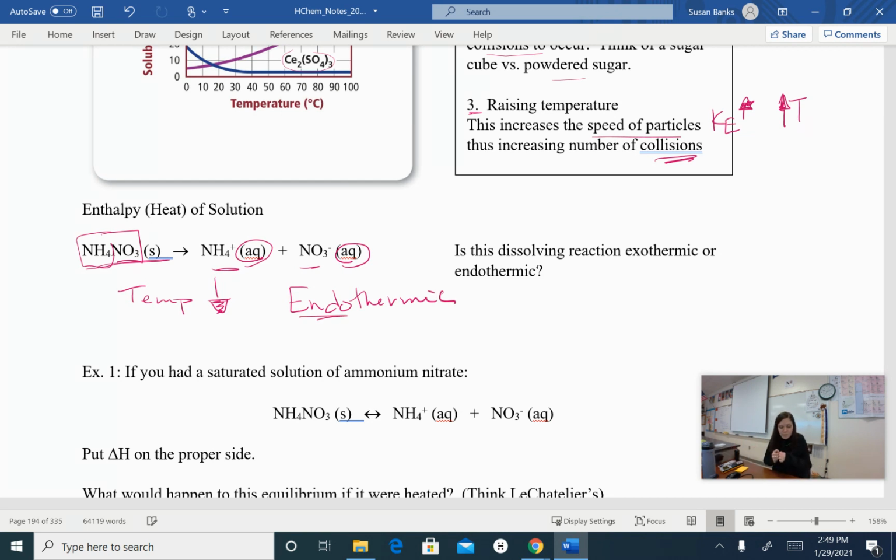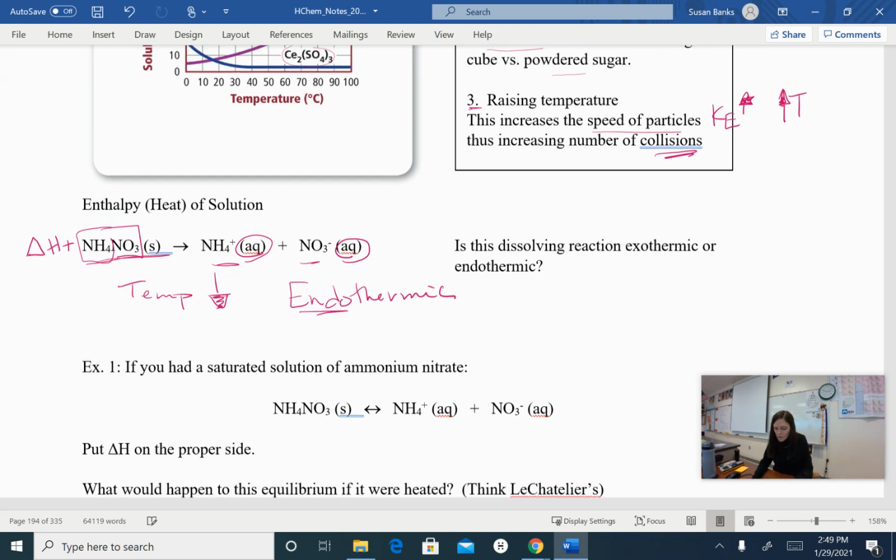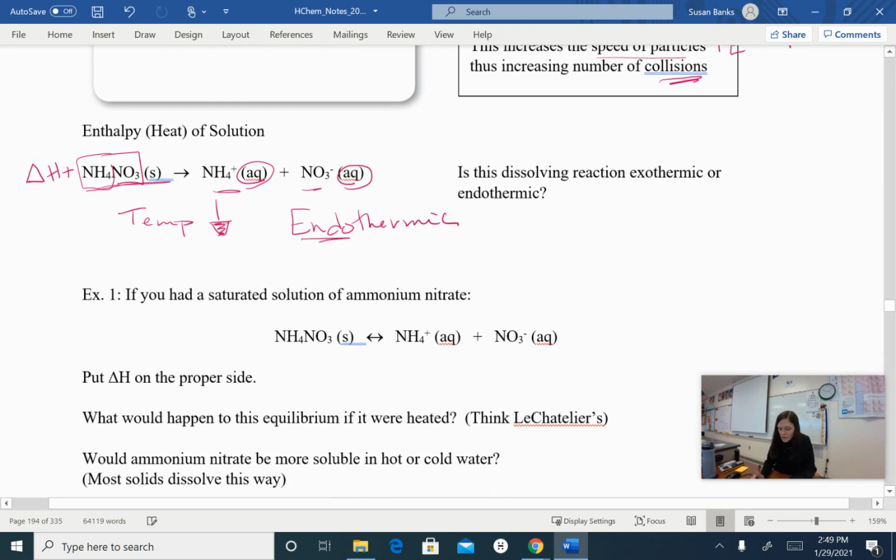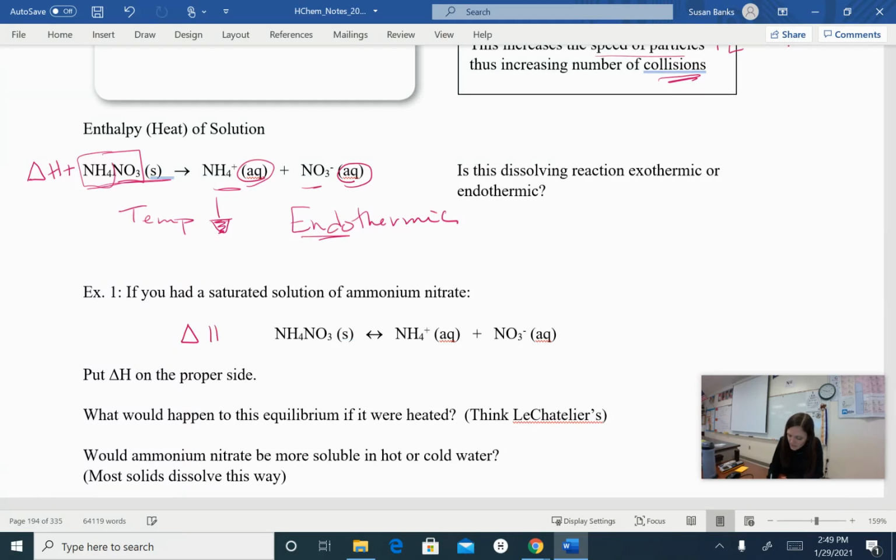So if it is absorbing energy, we put the delta H on the left-hand side, right? So we're going to put the delta H on the left-hand side because it is an endothermic reaction. Remember, endo goes on the left side. Exothermic, as we're releasing energy, it's going to feel hot. We're going to put it on the right side because it's a product.